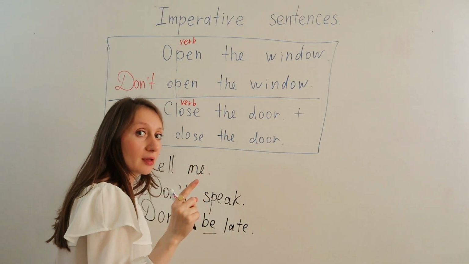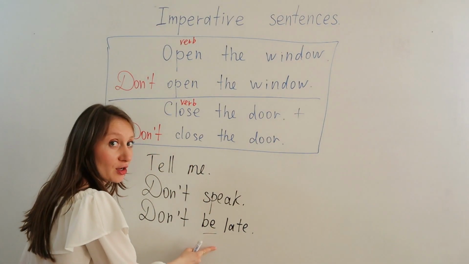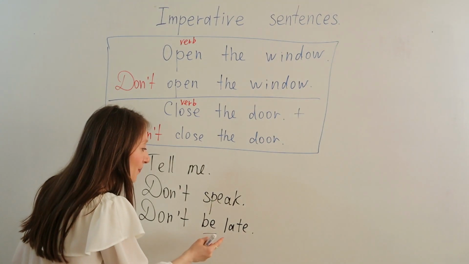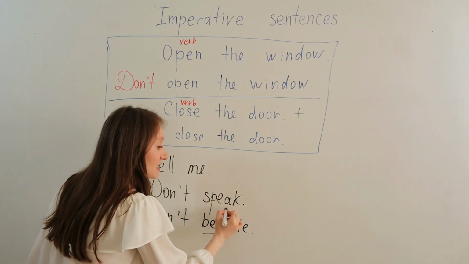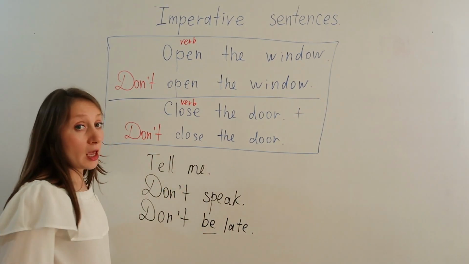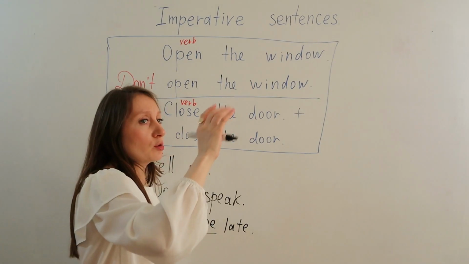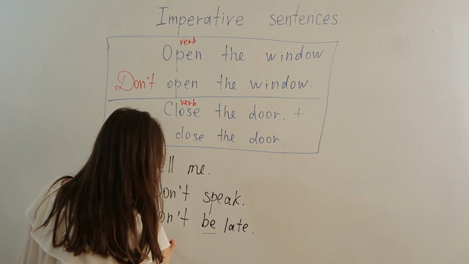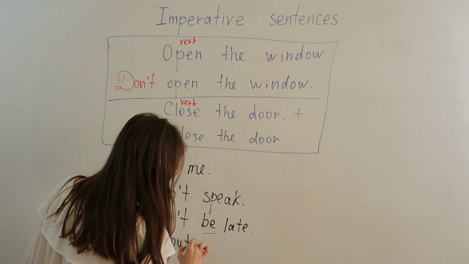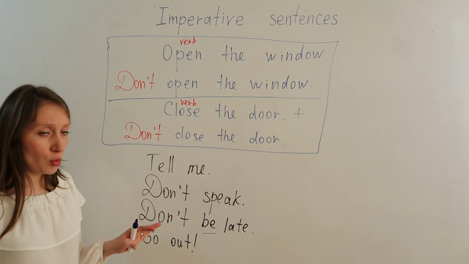Again, we have the verb be. Verb 1, the first form of the verb. Don't be late. Don't speak. Verb, verb, verb. And one more example. For example, go out. Go out. You see, it's super easy.